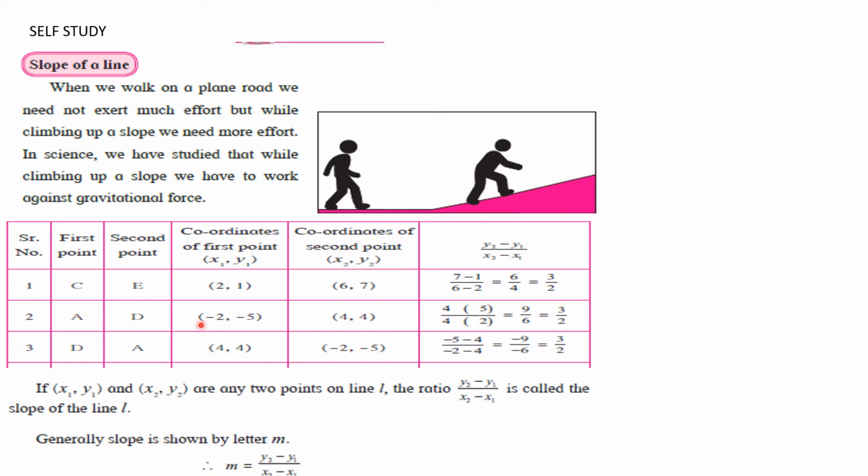Likewise, here it is shown for two other coordinates, calculating the slope. So x1, y1 and x2, y2 are 2 points on the line L. Then the ratio of the difference in y coordinates to the difference in x coordinates, we call it the slope. And it is denoted by the letter m.